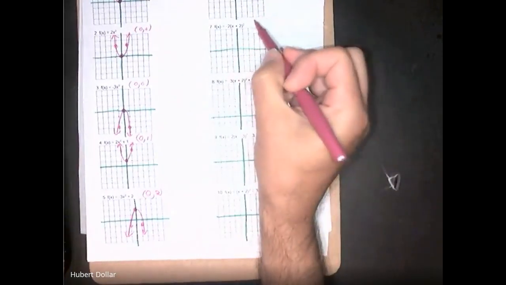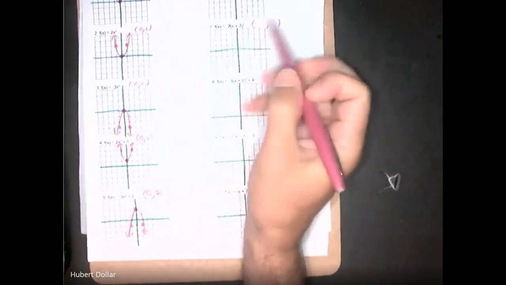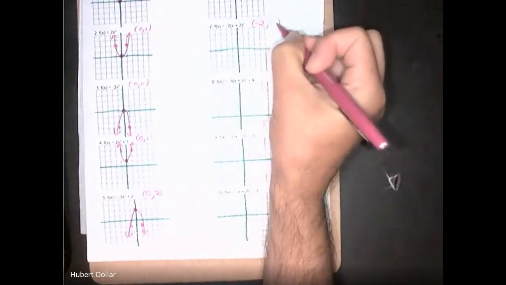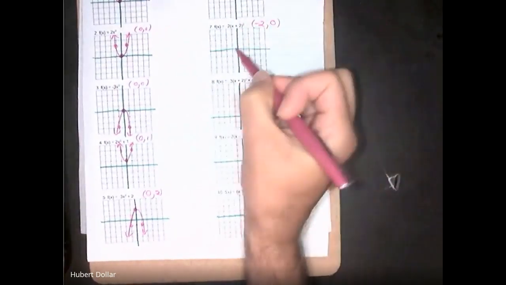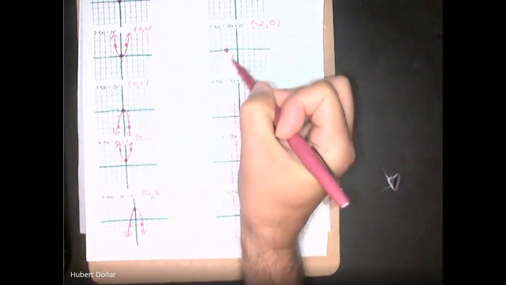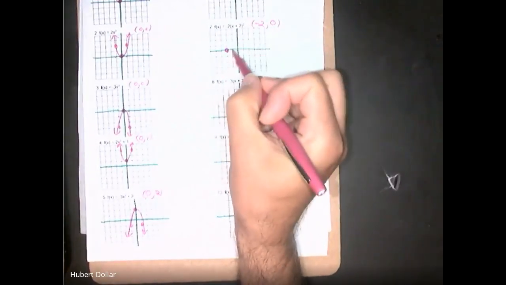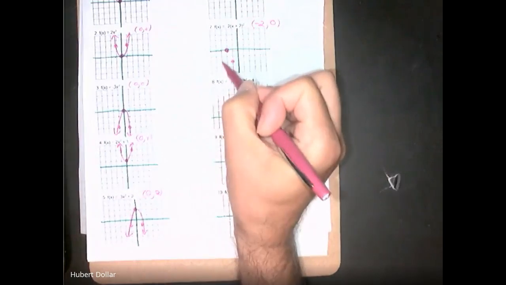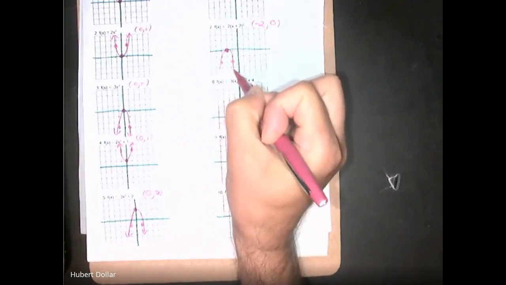Okay, example 7. Inside parentheses, there's a positive 2. The opposite of a positive 2 is a negative 2. There's nothing behind the square, so that is a 0, which means we start at negative 2, 0. The negative 2 means go over 1, down 2, over 1, down 2, and there is your parabola.